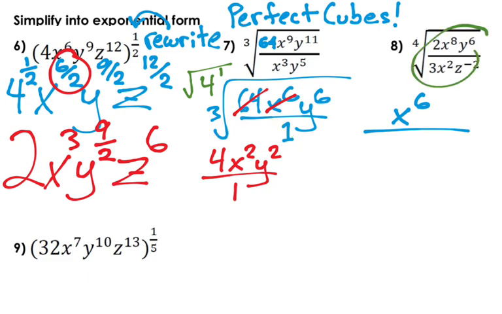Number 8, once again, working from the inside out. Ignore the 4th root until the very end. The x to the 8th can be subtracted by 2 because there's an x squared in the denominator. So 8 minus 2 is going to be 6. And then y to the 6th can just tag along. There was nothing to simplify with it. Take a look at that denominator, though. There is a z to the power of negative 2.